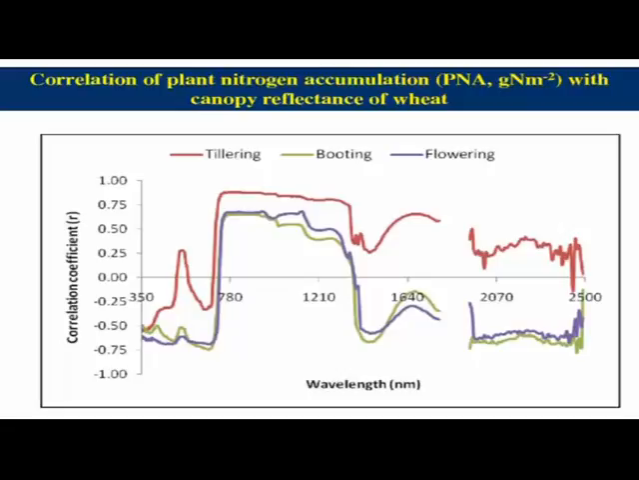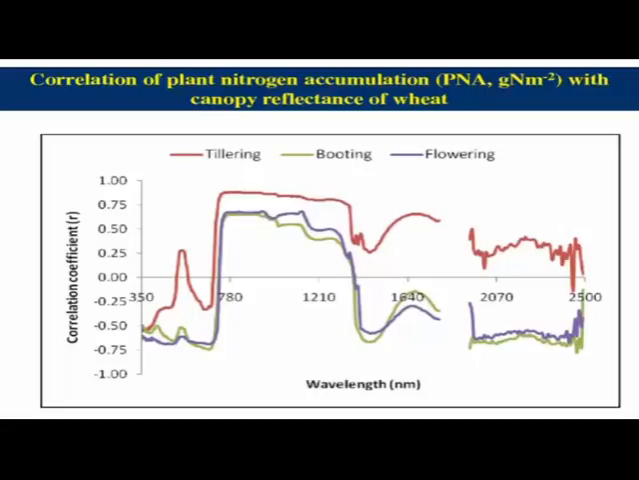but in the case of booting and flowering, you are able to see high correlation somewhere around 700 nm, sometimes around 1300 nm, and of course you are getting a high correlation somewhere beyond 1800 up to 2500. So these are the spectrally sensitive bands which can be used for nitrogen stress monitoring.